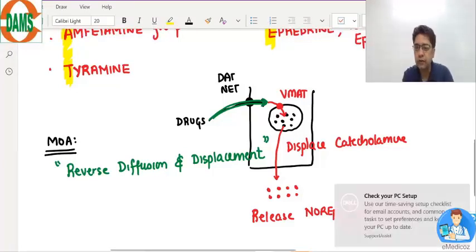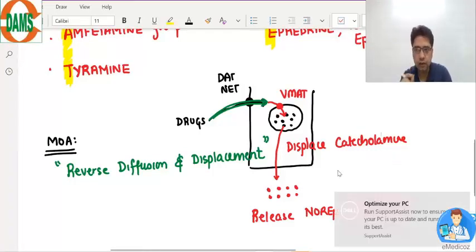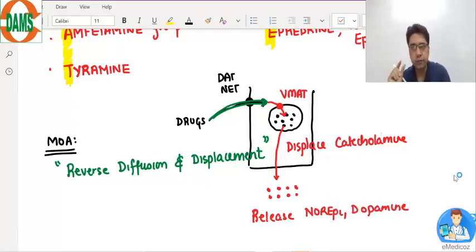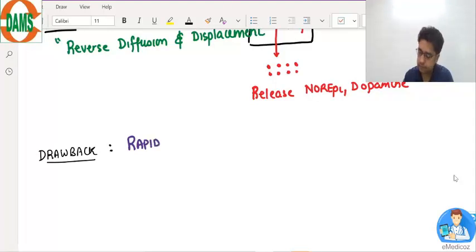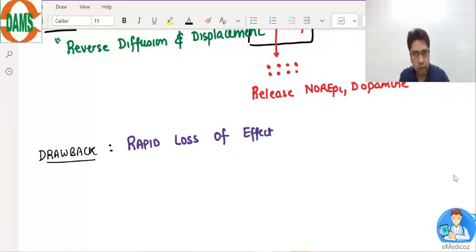Now I want to ask you one question. Just think logically and tell me why. When you have taken amphetamine on day one, a very good response was there. On day two and day three, there is total loss of effect of amphetamine. Amphetamine has stopped producing its effect. Can you tell me why? You will write that these drugs have one drawback: they show rapid loss of effect.